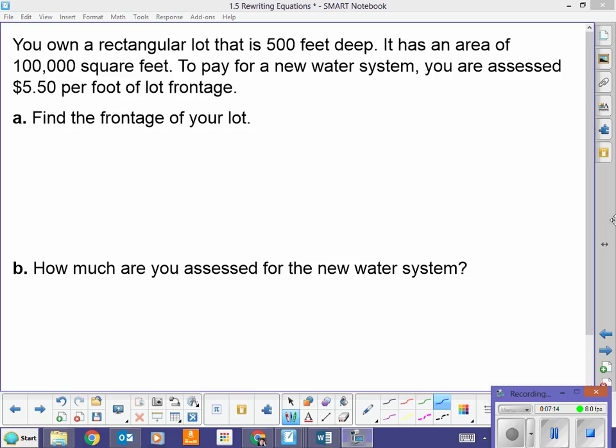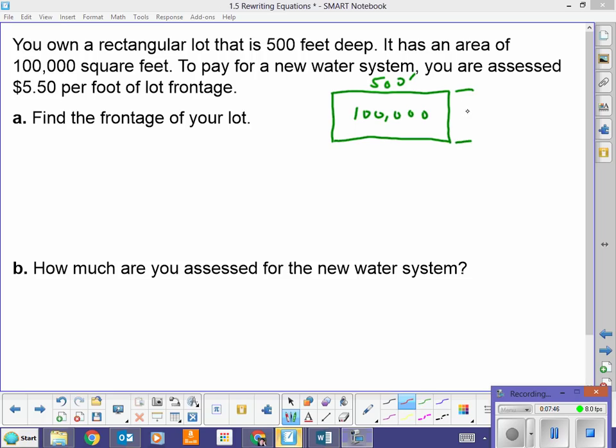So frontage is referring to the amount of your lot that is along the street or the sidewalk. Okay, so this has an area of 100,000 square feet, and it's 500 feet deep. And to pay for a new water system, you are assessed at $5.50 per foot of lot frontage. So this is your frontage here, because this is where the road goes.